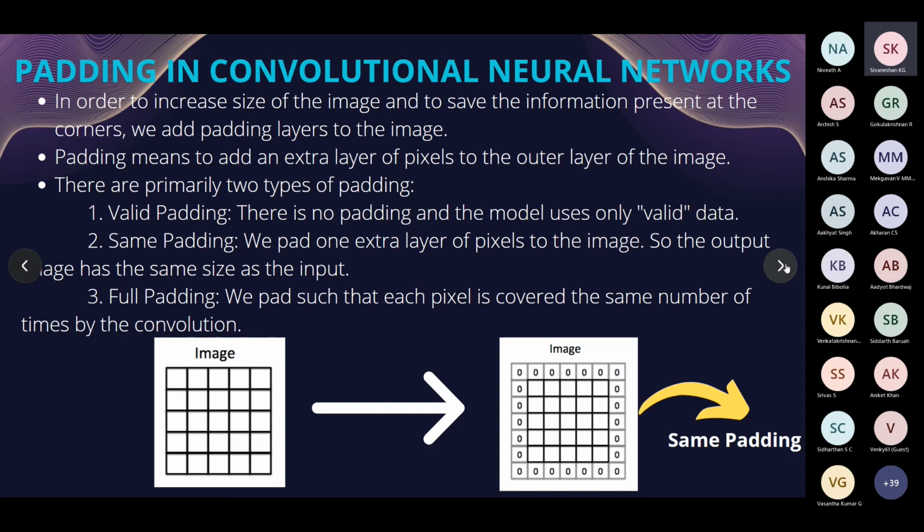When you do full padding, we cover the image with as many pixels as needed so that each pixel is covered the same number of times by the kernel operation. For a particular image, it might be 2 pixels, so that all the pixels in your actual image are in the center portion of your new padded image. That's called full padding.